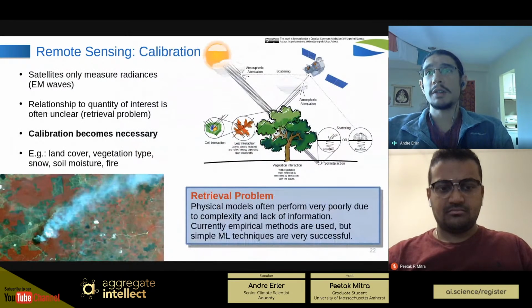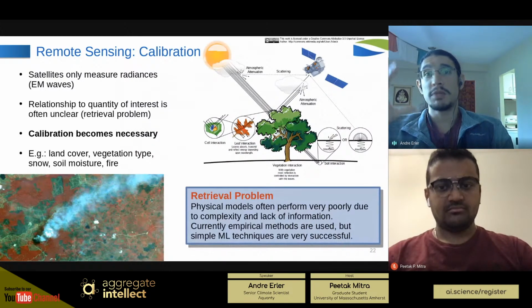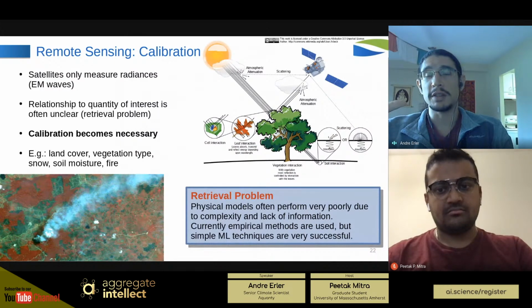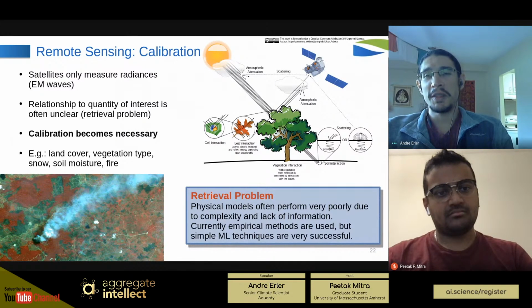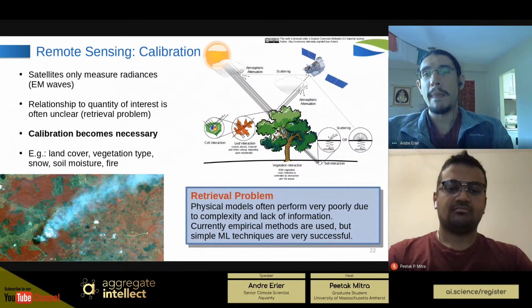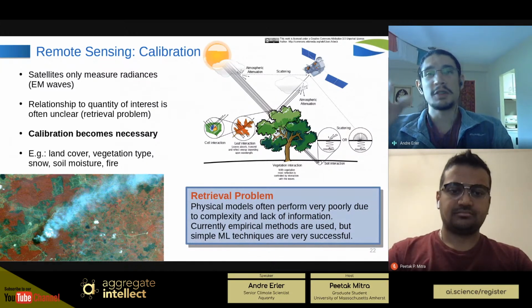So the reason why they're hard to interpret is that satellites essentially only measure radiances. So just brightness in different spectral bands. And then we need to relate these brightnesses to physical quantities we actually want to measure. And this is called the retrieval problem. So satellites don't measure soil moisture directly.